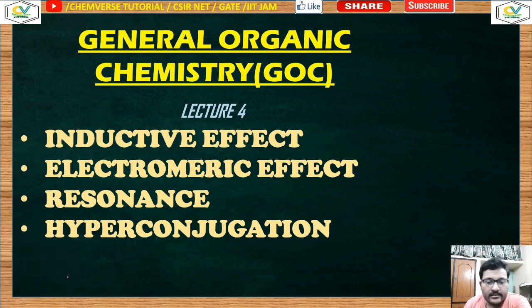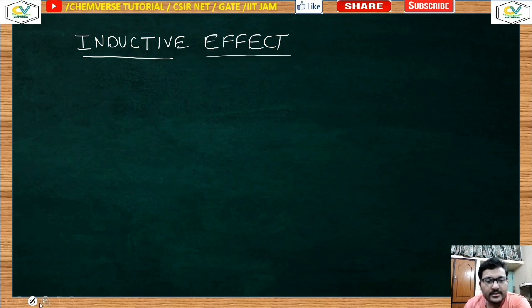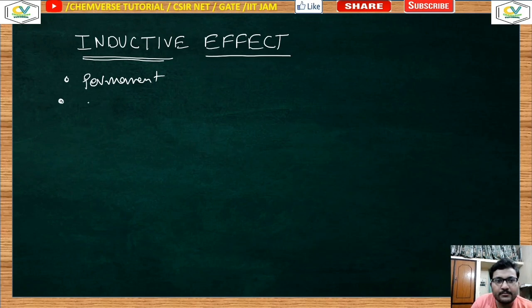Okay, let's begin. Our first effect is the well-known inductive effect. The only thing you need to remember for the inductive effect: number 1, it is a permanent effect. Number 2, it is a sigma bond phenomenon. Number 3, it arises due to the electronegativity difference. So there are 3 things.